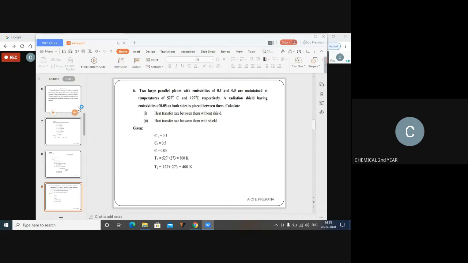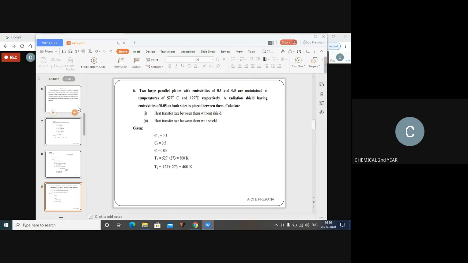Okay, we can go for the next problem. Two large parallel planes are given with emissivities of 0.3 and 0.5 and are maintained at temperatures of 527 degrees Celsius and 127 degrees Celsius. A radiation shield having emissivity of 0.05 on both sides is placed between them. Then you have to calculate the heat transfer rate between them without shield and with the shield.